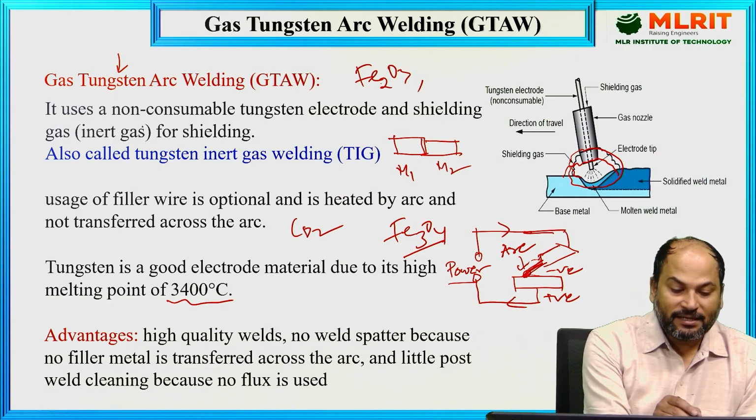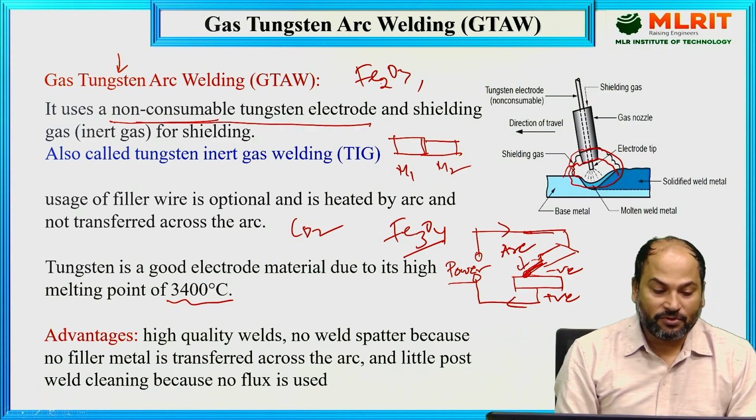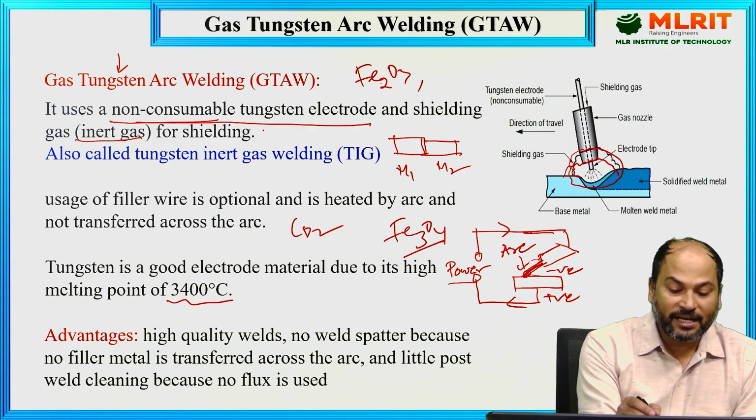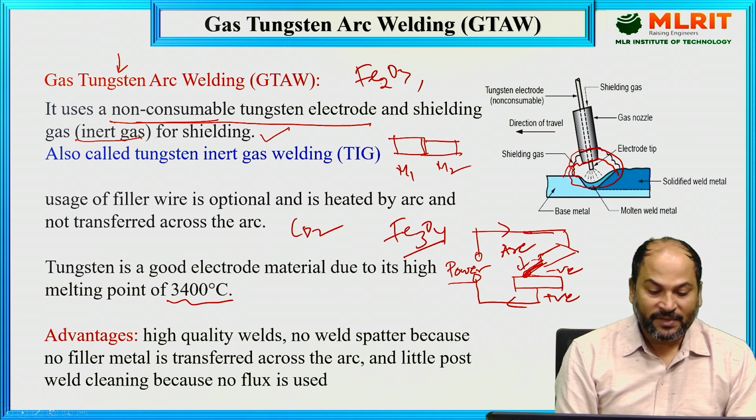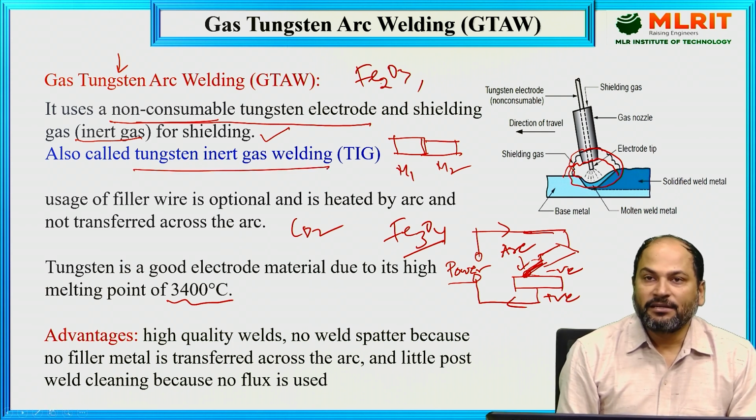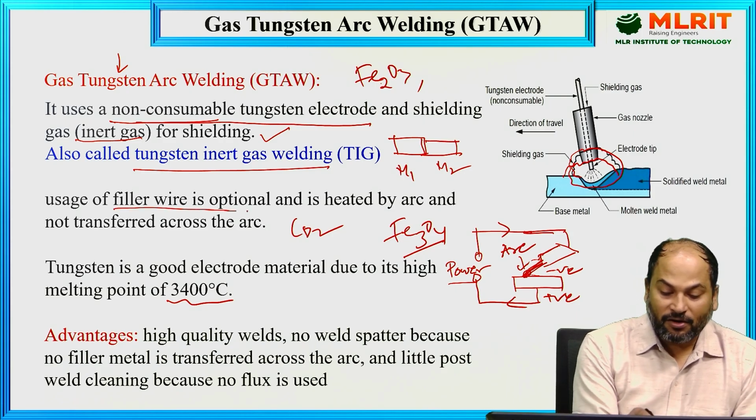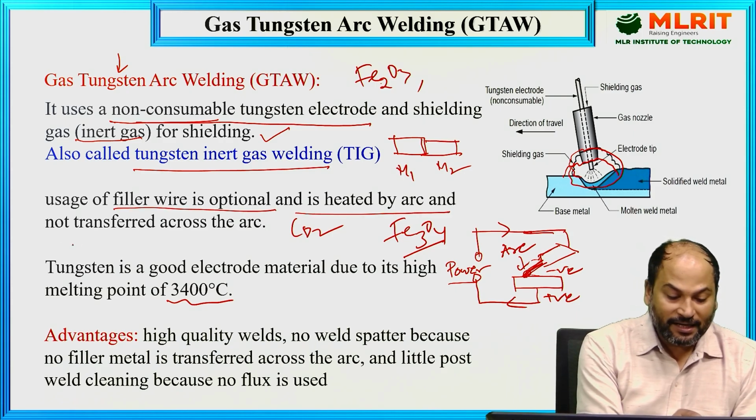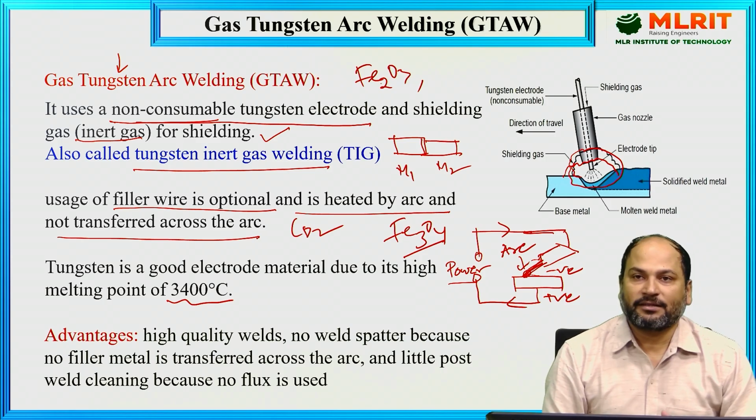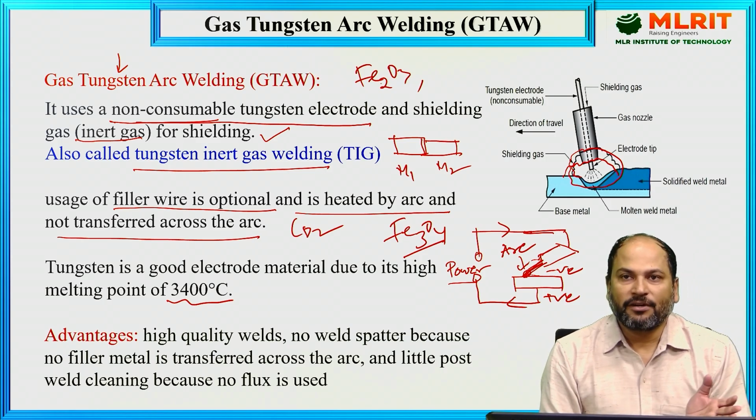So, as I said, in this process we use a non-consumable tungsten electrode and a shielding gas, that inert gas, for the shielding purpose. This is also known as tungsten inert gas welding, TIG welding. It uses filler wire optionally, and the filler is heated by the arc and not transferred across the arc. It is optional; we can use it separately, but mostly it is not used in this one.